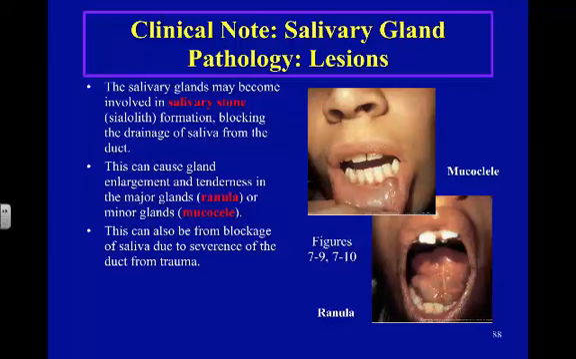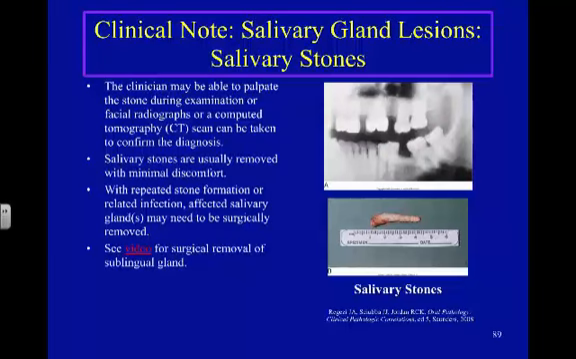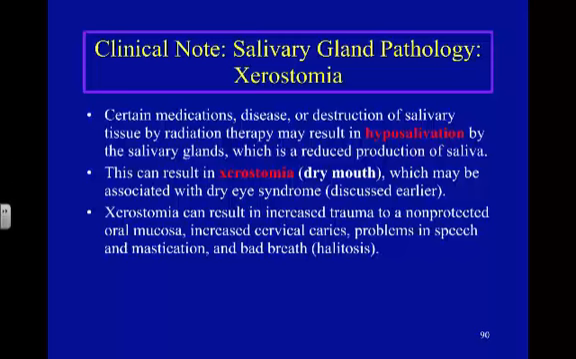So you can have all kinds of lesions. You can have stones in there, sialolith formations that block salivary secretions. Very typically, they're easily removed, unless, of course, you require surgery. You can palpate the stone, or you can see it in an x-ray. Here's a picture. This is a rather large stone, all right? If a patient has repeated problems with forming these stones, you may ultimately have to remove them surgically. But for the most part, they may be able to be manipulated out.